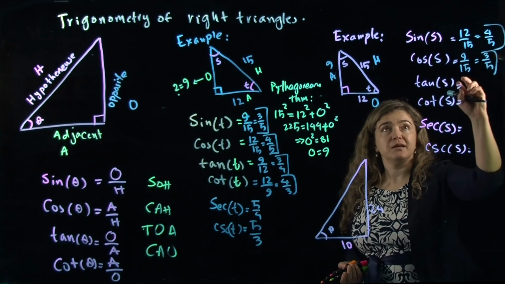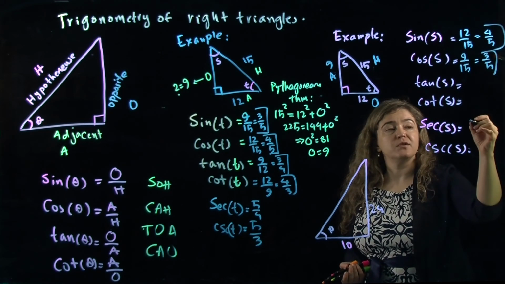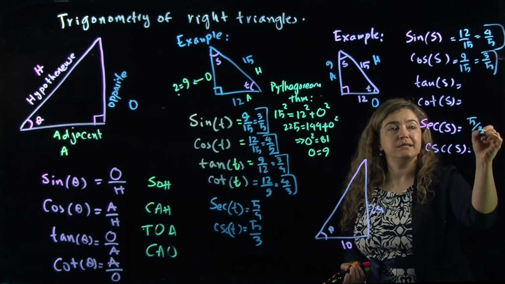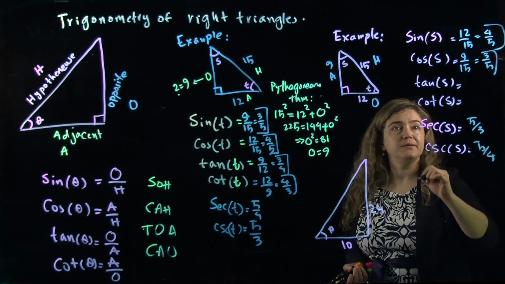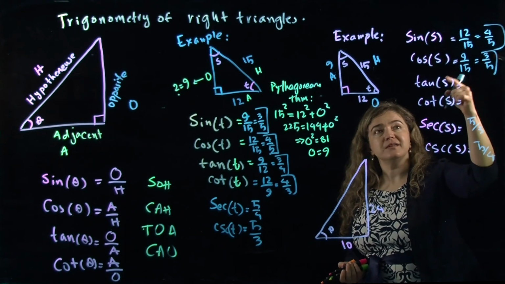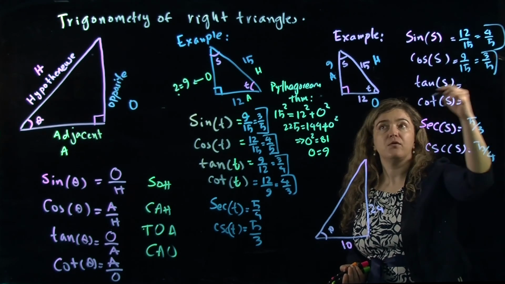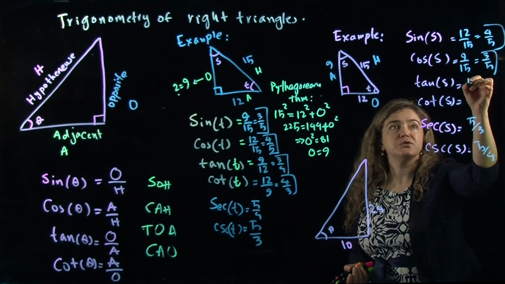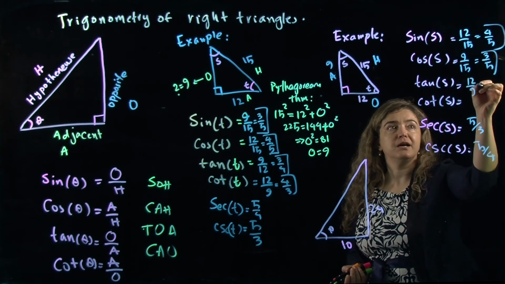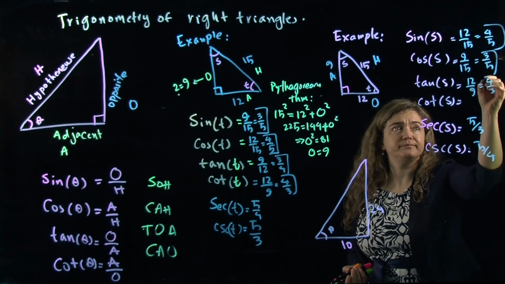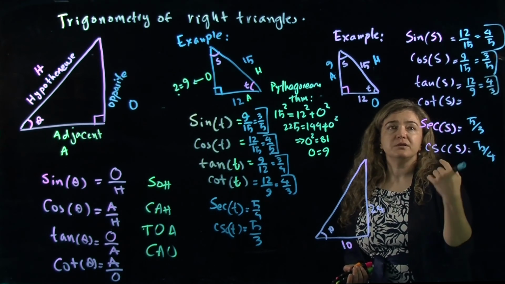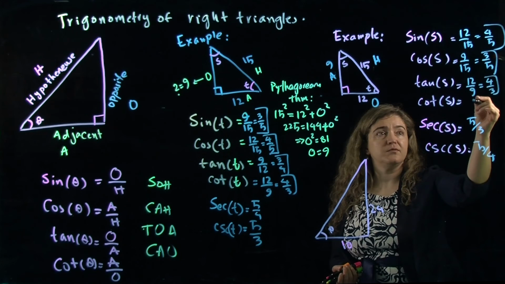Secant of s is just the inverse of that one by the identity, and cosecant is the inverse of this one by the identity. Tangent of s is the opposite over adjacent, which is 12 divided by 9, and that is 4/3. Cotangent of s is the inverse of that.